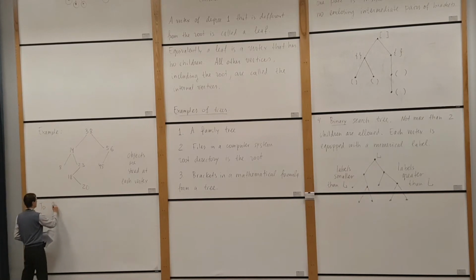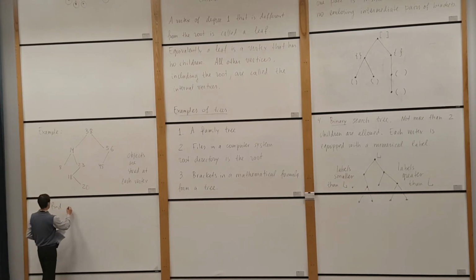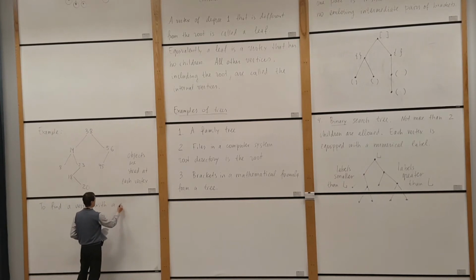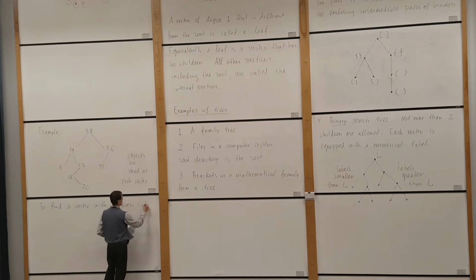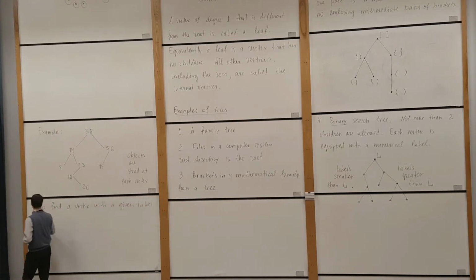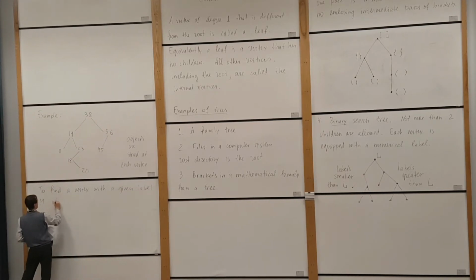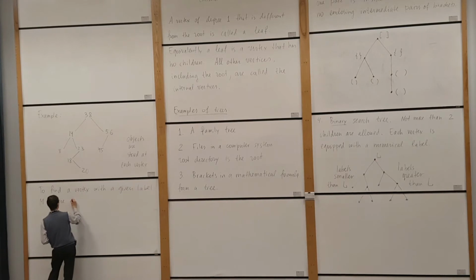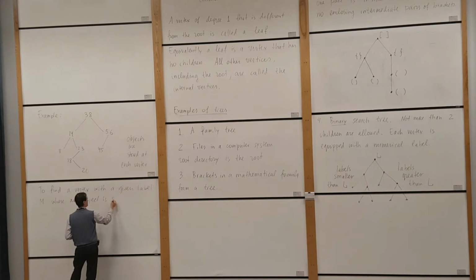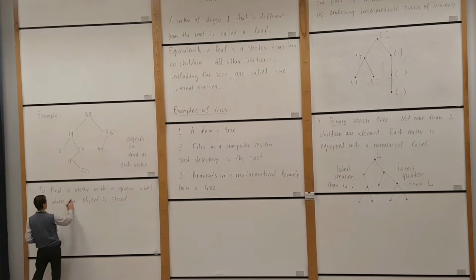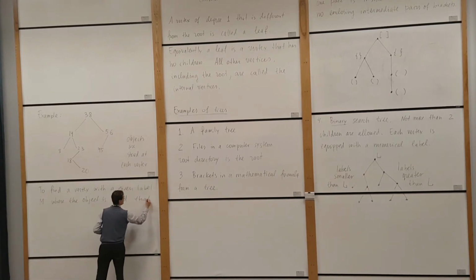So to find a vertex with a given label, call that label M, where an object is stored, which we want to find. I would say where is the object stored that we want to find.